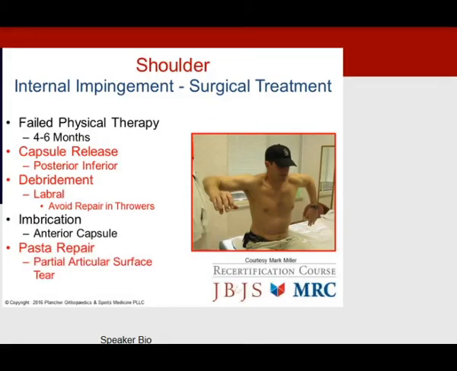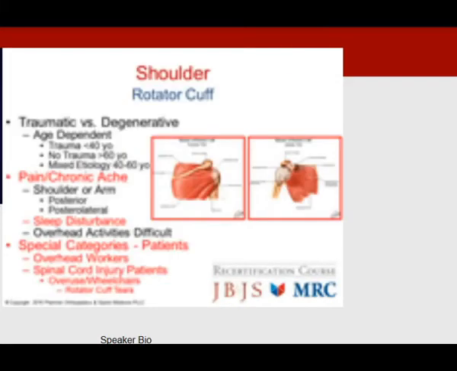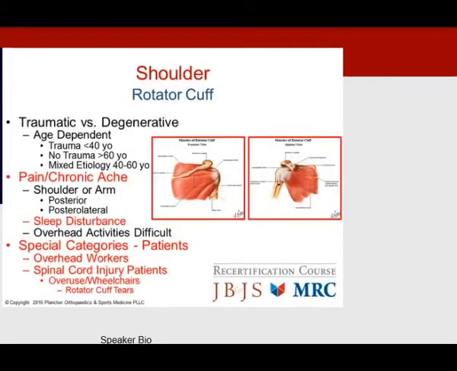When physical therapy fails after a lengthy process, a capsular release can help to release that posterior inferior capsule, perhaps a debridement of the labrum, and avoid repairs, as we've spoken about before, in throwers because they don't seem to return to their original sport if fixed. And think about a PASTA repair, that is a partial articular surface tear repair, or just debriding those fibers as they're hanging down. The rotator cuff can be torn.